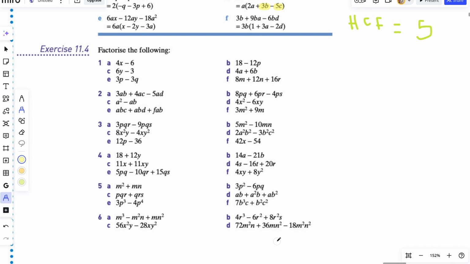Take a look at this. 72, 36, 18. What's the common factor? The common factor is 18. Because 18 can go into 18, 18 can go into 36, 18 can go into 72. So the factor here is 18. There's M here, M here, M here. M is out as a factor. There's N here, N here, N here. So let's quickly do this last one before we move to the next section. Is that okay?